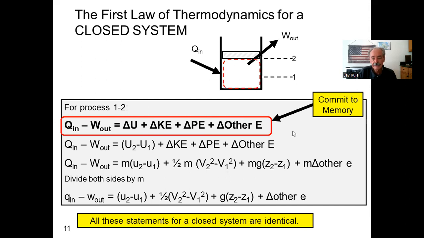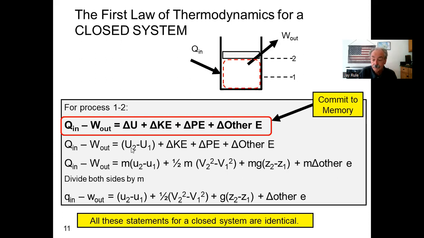Okay. You got to commit that to memory. So of course you'll put this on a formula sheet, but this has got to be in your memory banks. The next statements are identical to one another. So as you're reviewing things in your mind, can you get from one step to the next, to the next, to the next?